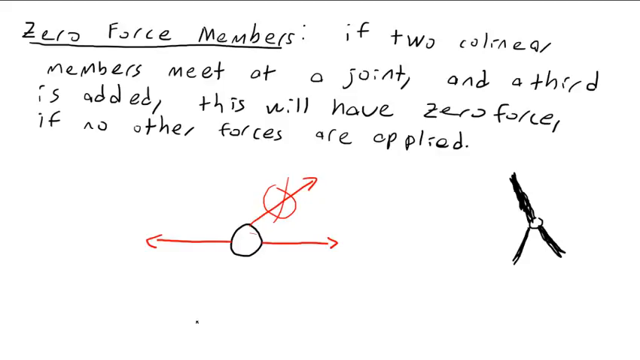So, yes. Questions on that? Are we assuming all members are weightless? Yes. Generally, we are assuming all members are weightless or that the weight is applied as point forces at the joints. And there is one other property of this, is that the force in this then is going to have to be the same as the force in this. So, these two forces will be equal.